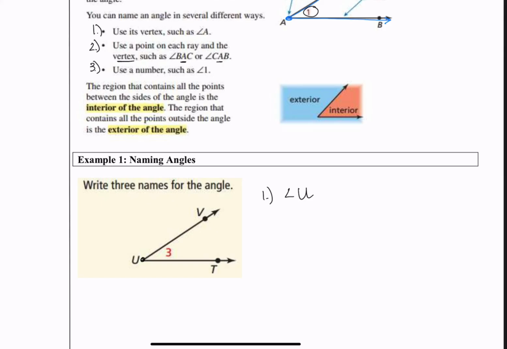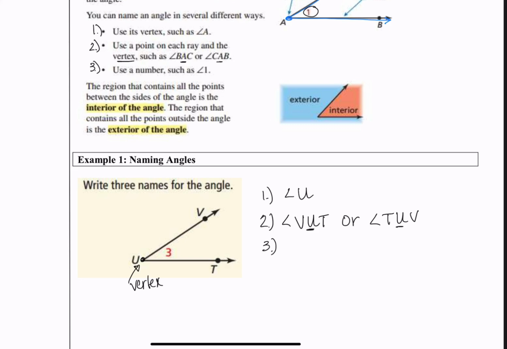The second way, we can use a point on each ray and the vertex, knowing that the vertex has to be in the middle. So again, U is our vertex. We can make sure that the vertex is in the middle, and then we can use any point on the 2 rays. So I can call this angle VUT. Now these are all capitals. Or I can start with T, so angle TUV. That's the same angle. I just used the points in different orders. But notice where the vertex is. Vertex is in the middle.